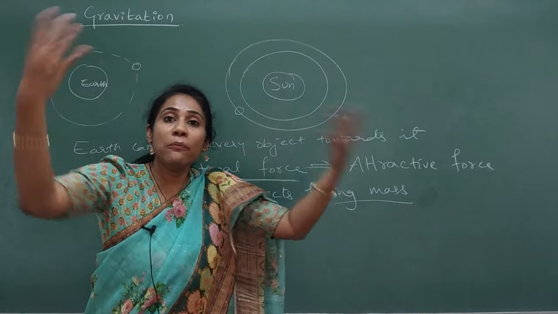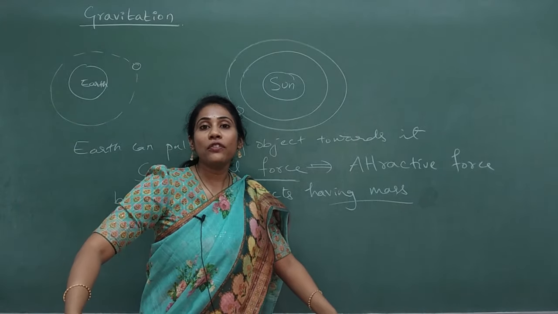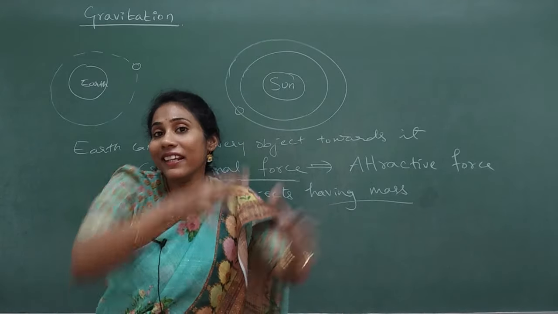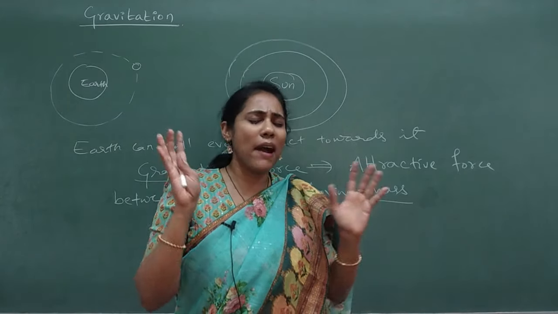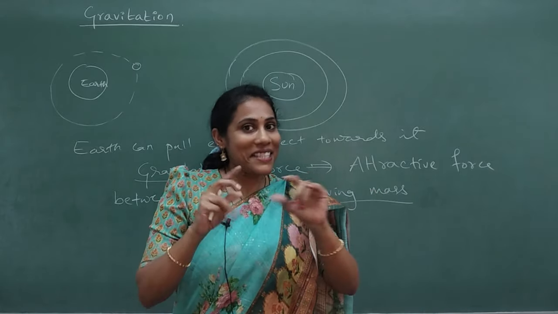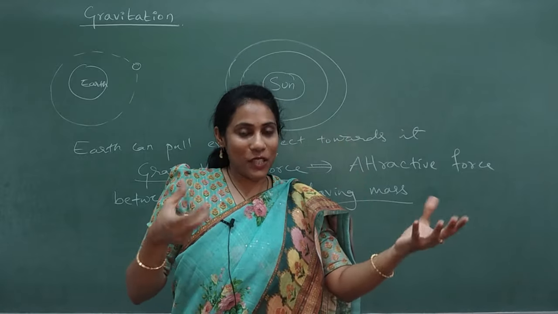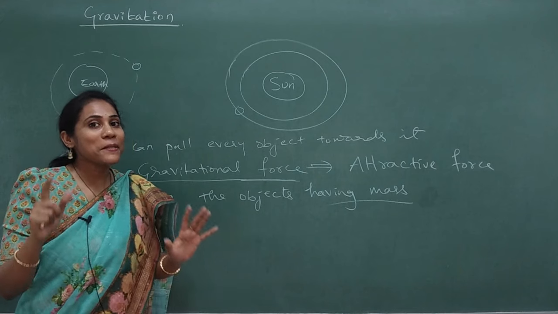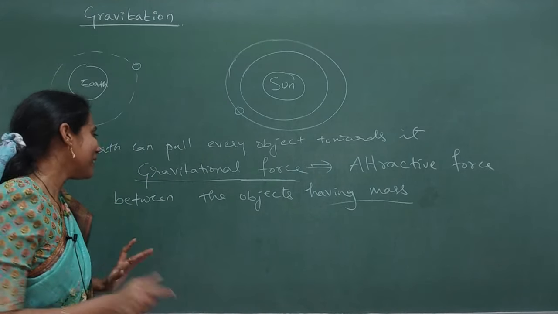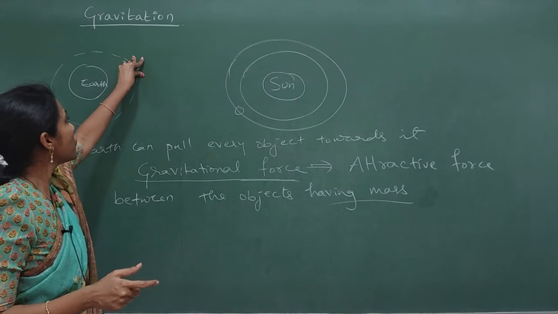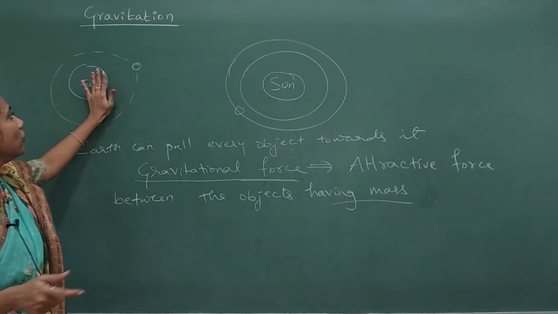When I jump from a building, I fall onto the earth because the force with which the earth pulls all other objects is much greater than the same force between objects that are smaller in mass. I hope the concept has become very clear to you, right? Fine. And it is because of this gravitational force that the moon is revolving around the earth.